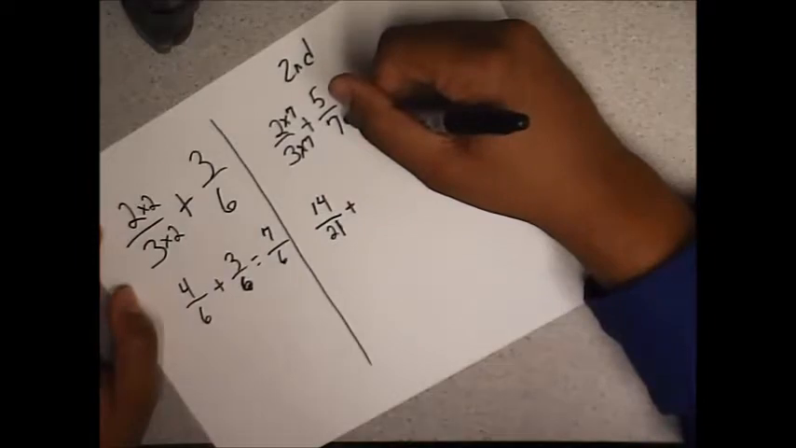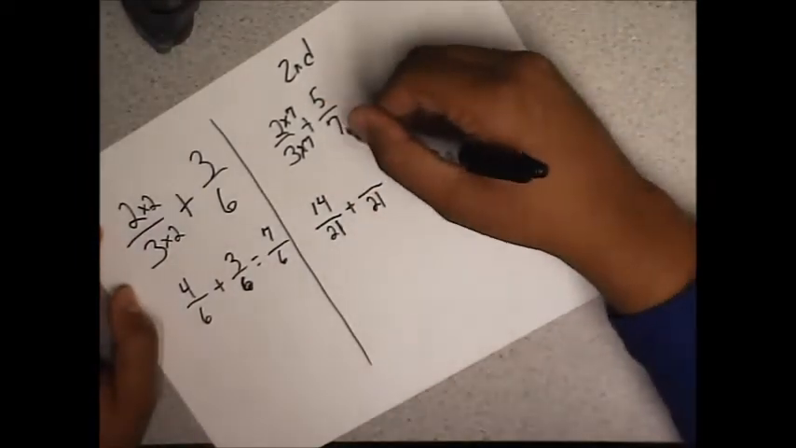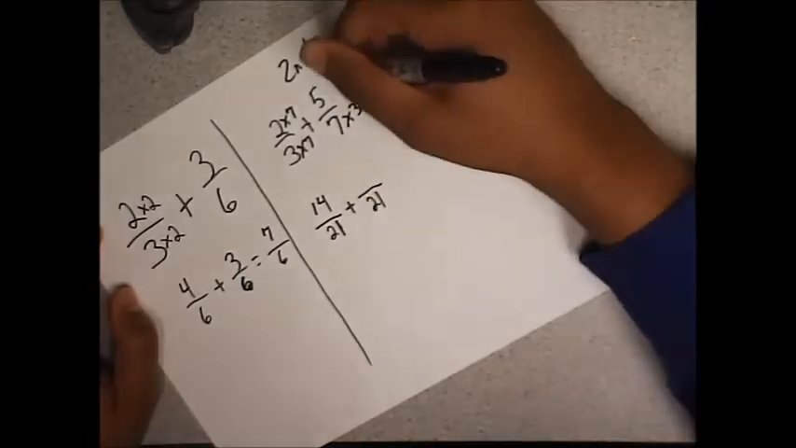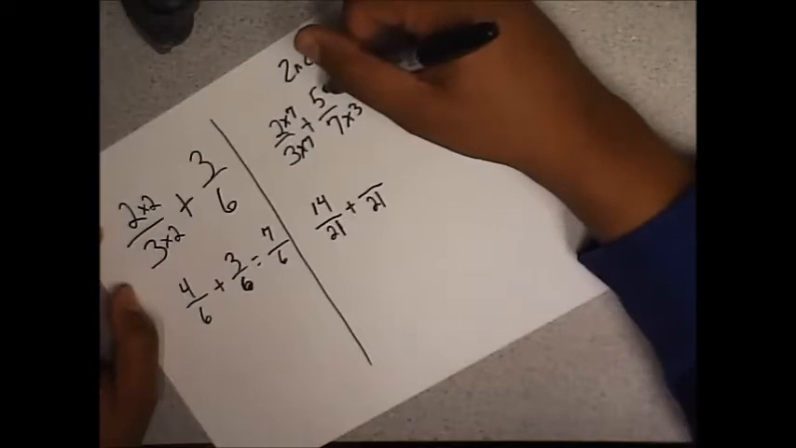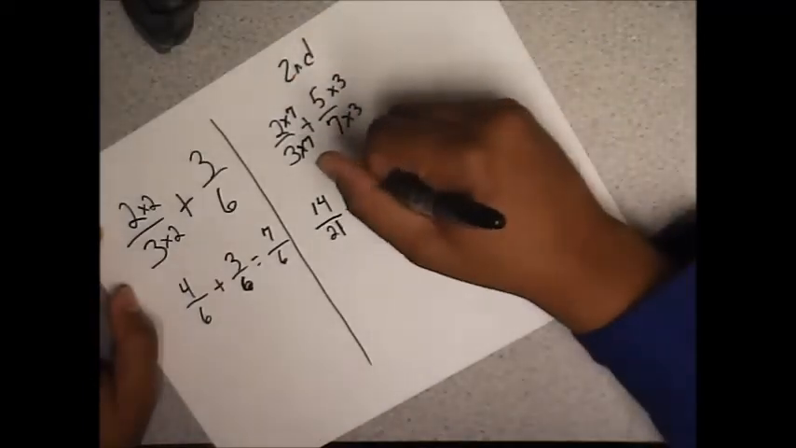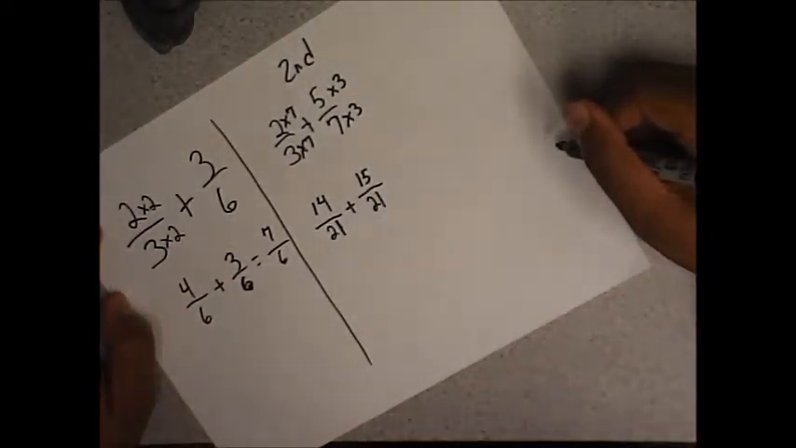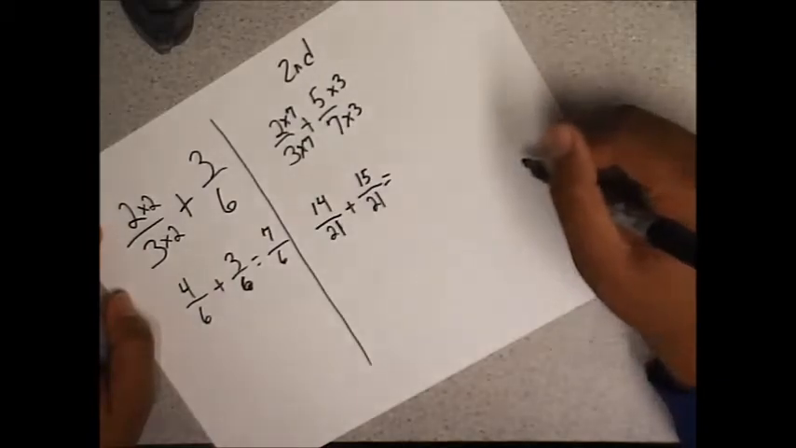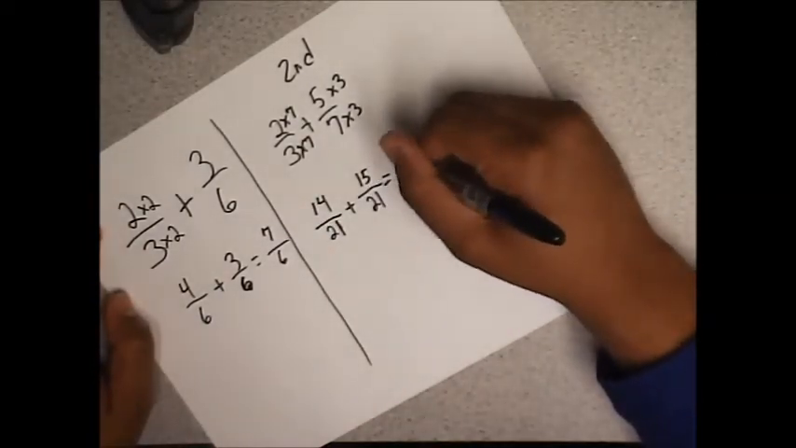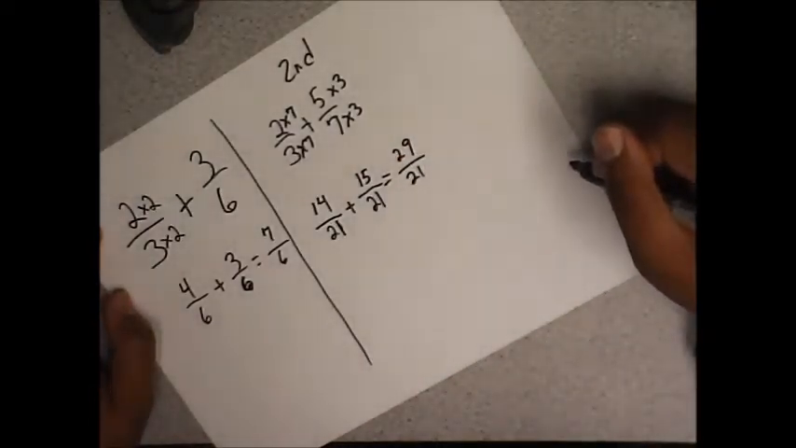Plus, I have to do the same thing for this. So 21 is my common denominator. So 7 times 3 gives me 21, okay? So whatever I do to the bottom, I have to do to the top. So 5 times 3 is 15. Okay? Now I can add them up. 14 plus 15 is 29/21. Okay?